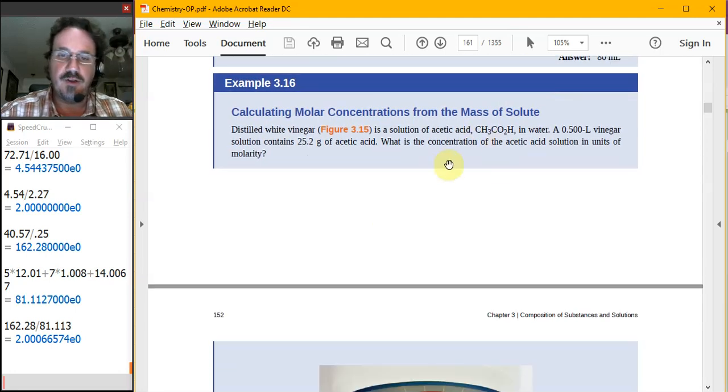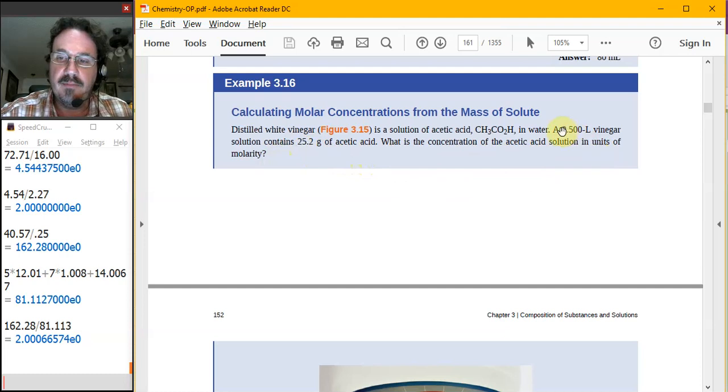Let's check out some more. Calculating molar concentrations. Let's see. Vinegar. A solution of acetic acid in water. All right, so water is my solvent. Acetic acid is my solute. It says 0.500 liter vinegar solution, so half a liter, contains 25.2 grams of acetic acid. What is the concentration in the units of molarity?